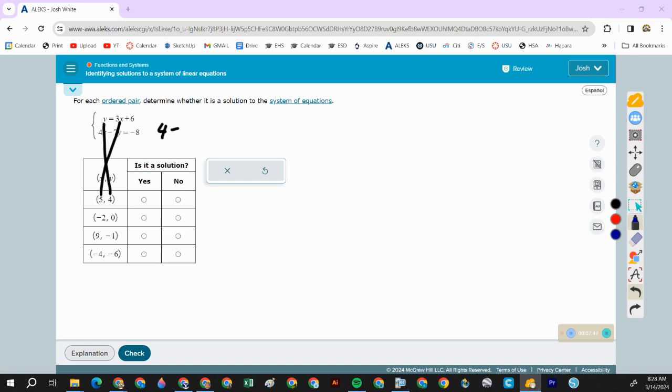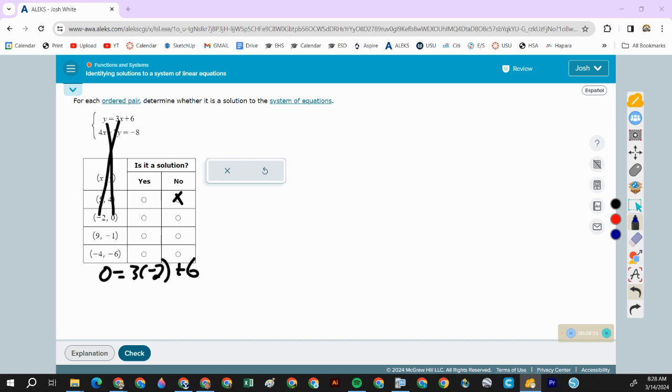So 4 equals 3 times 5 plus 6. Is that true? No. So that one's out. That is a no. Okay. Plug -2 in there and 0 in there. Is 0 equal to 3 times -2 plus 6? And the answer is yes.